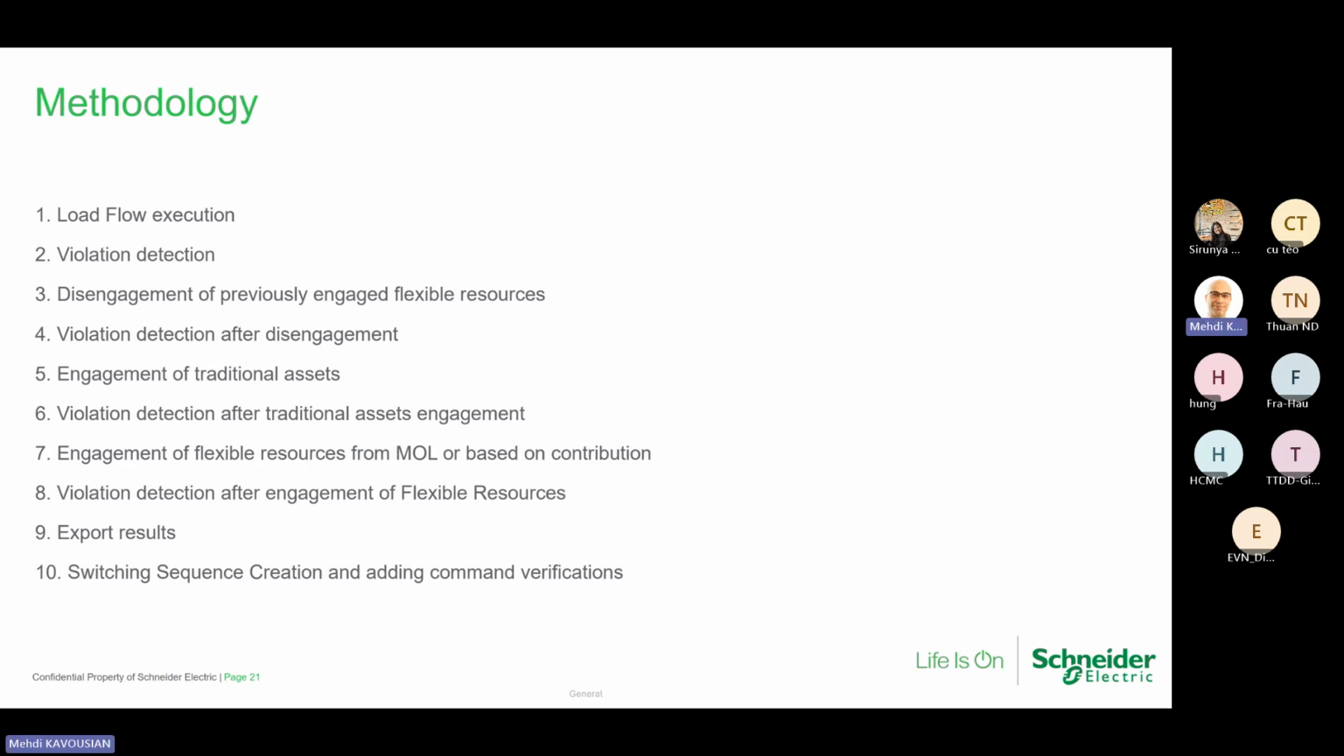And then it calculates the violation after this. Now, the second, fifth one is engagement of traditional assets, like if you have voltage or something you can switch or something like that, you can use this. Then again, it calculates the violations and tries to resolve those based on MOL or contribution.